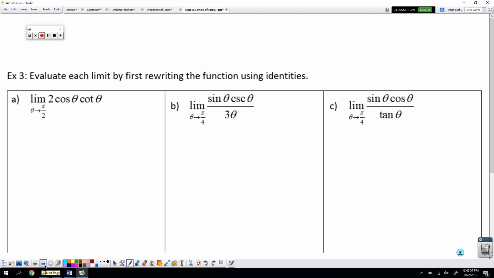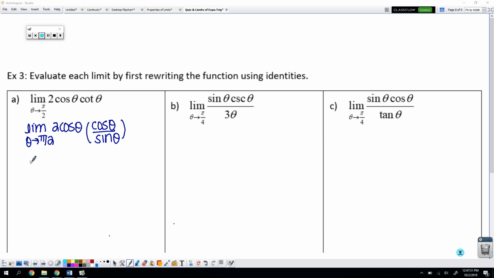Alright, now it says evaluate each limit first by rewriting the function using identity. So what we're going to do is basically try to simplify A, B, and C just by rewriting. Once we rewrite it, then we can just plug in. So I'm going to show you A and then see if you can simplify B and C. So for the first one, I'm going to keep the limit because I'm just making it look different. So if my thetas are still there, then I need my limit notation. And you're going to do 2 cosine theta. And then you should be able to tell me that cotangent theta is actually cosine theta over sine theta.